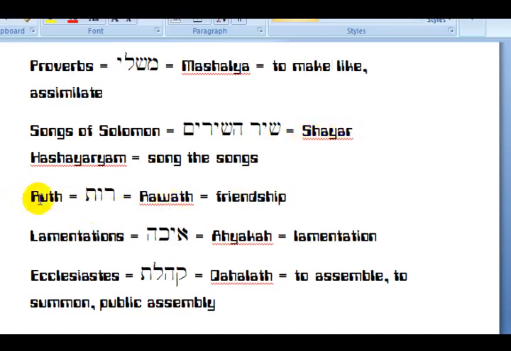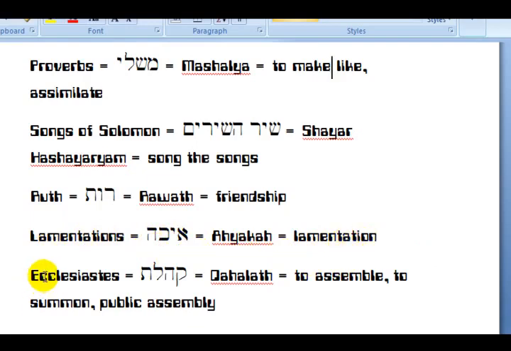Okay. Now the name of the book of Ruth is Rawath, which is friendship. All right, because she made friendship with Naomi back then, and with Israel. All right. Lamentations, Ayaka, which is a lamentation or crying. The word lamentation means to cry or mourn bitterly.